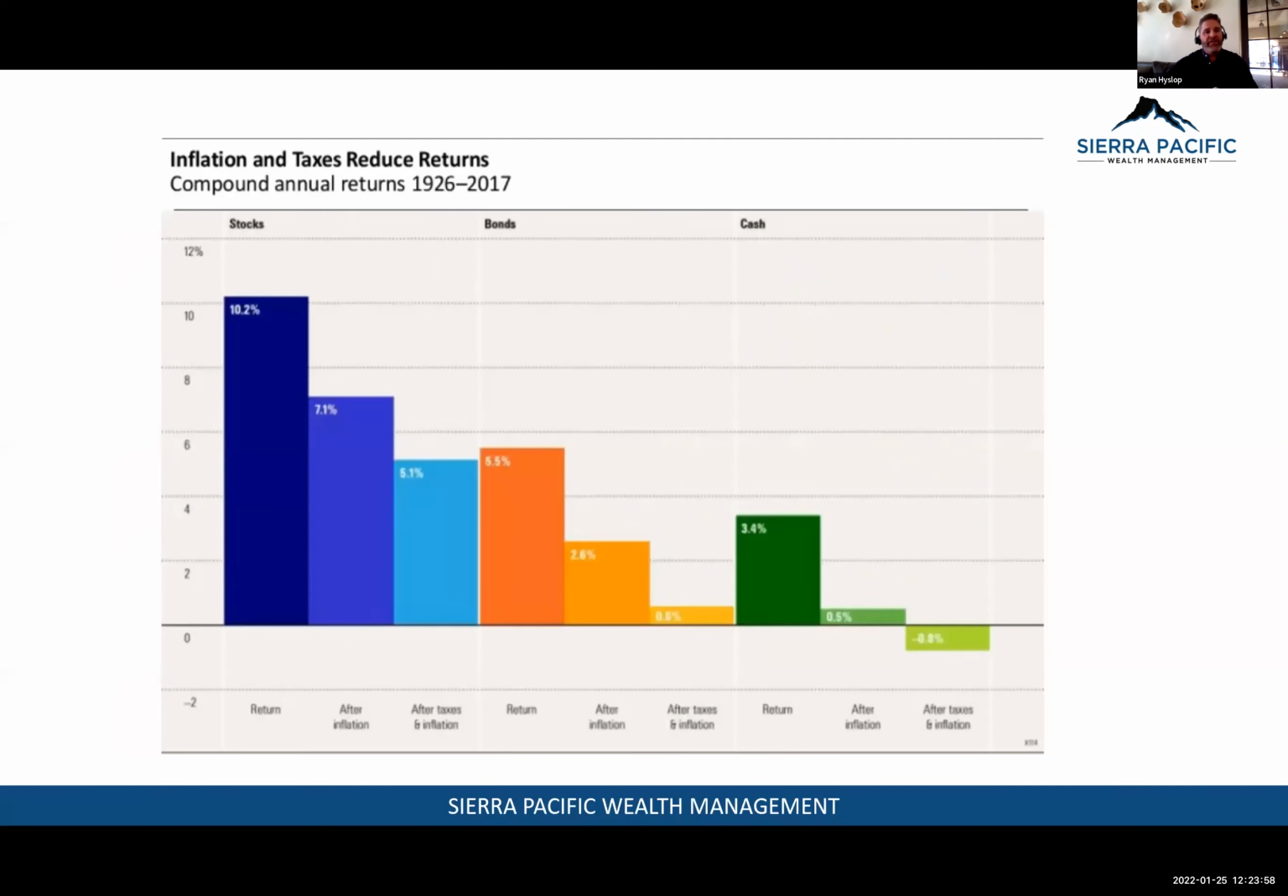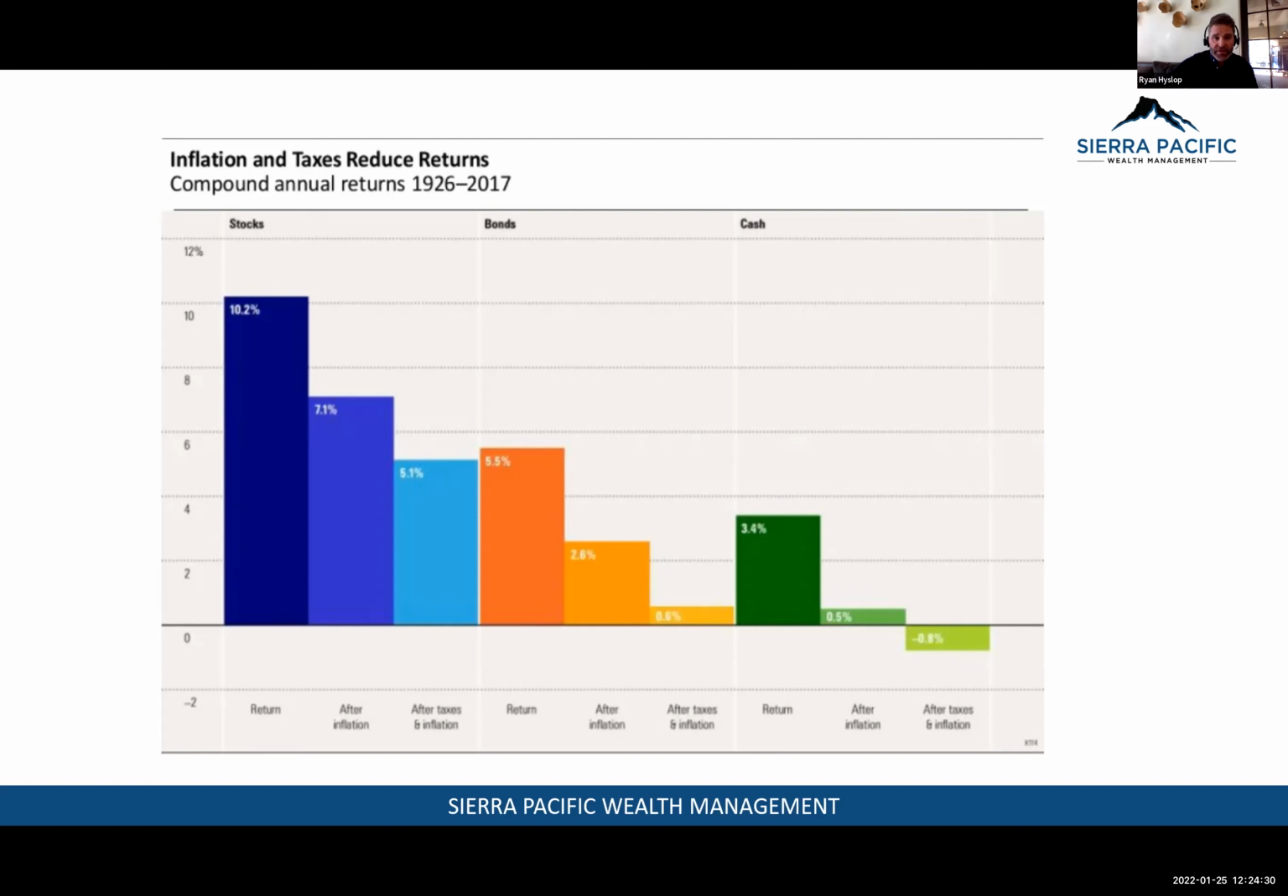Right. So again, inflation and taxes reduce returns. So just look at compound annual returns, 1926 to 2017. It doesn't take much to realize on the right side over there, cash, right? After taxes and inflation, you have a negative return. And we're not talking about 2 years or 10 years. We're talking over almost a 100-year time period, just over 90 years. You have a negative rate of return holding cash. And that is the problem. In a very rapidly inflating environment, holding cash becomes the kiss of death to your portfolio.